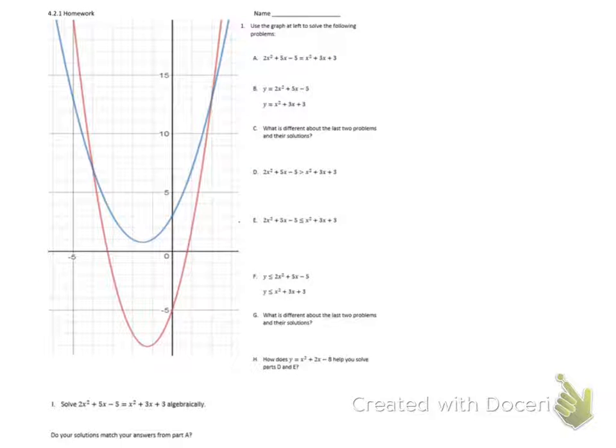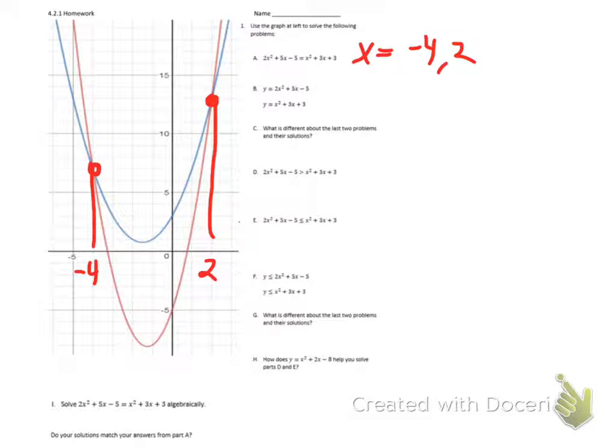So now I want to know, with this one variable equation, because there's just x's, where they are equal. So they intersect right here, that is an x value of -4, and they intersect right here, that is an x value of +2. Since it is a one variable equation, my answer to A then is x equals -4 and +2.